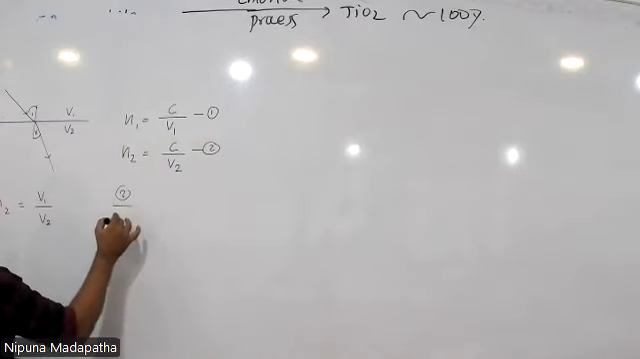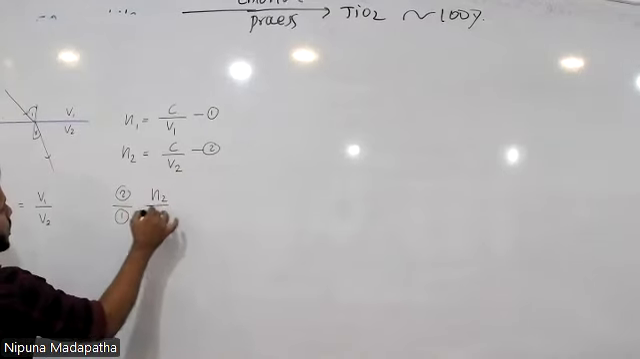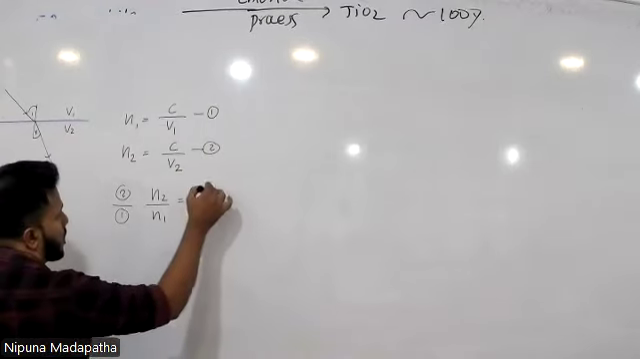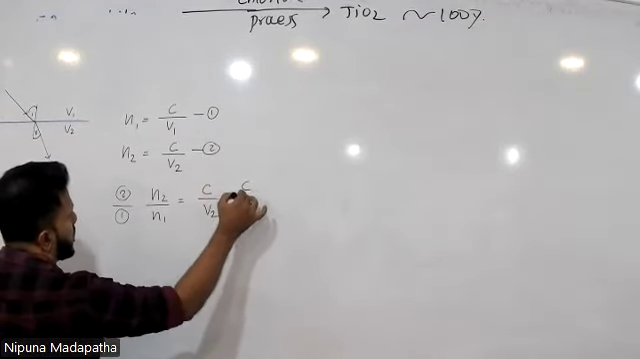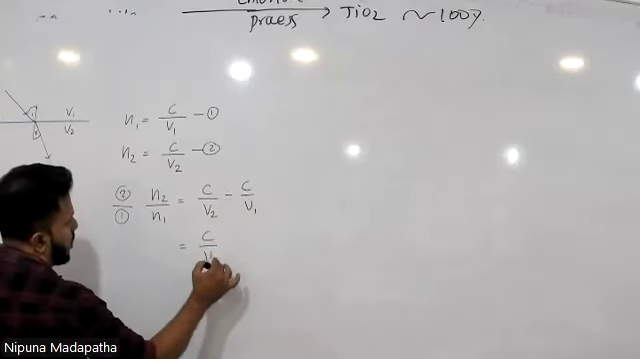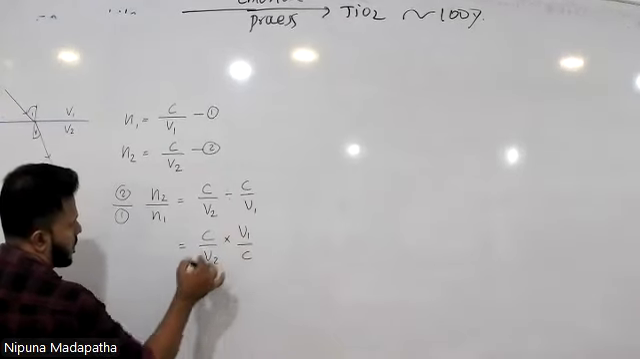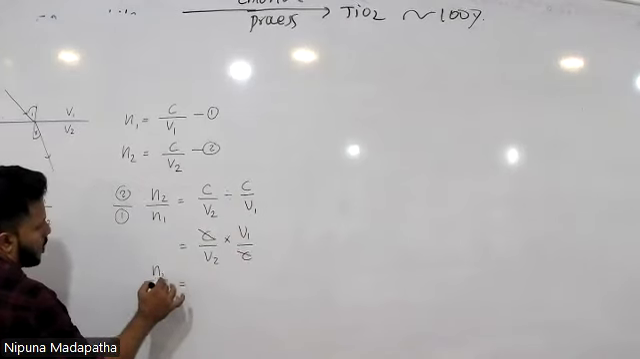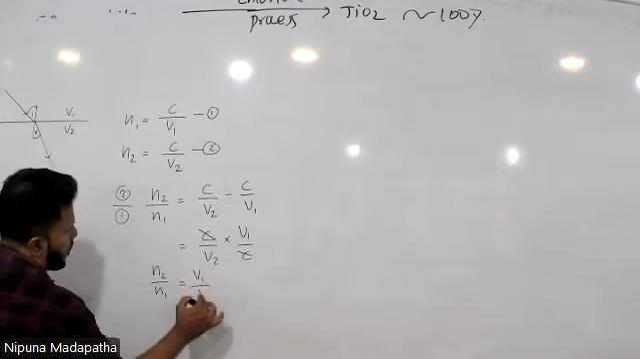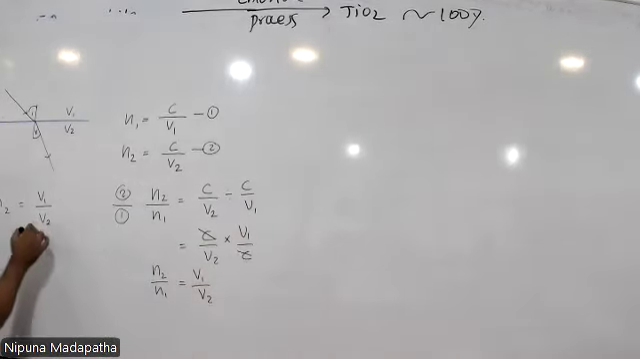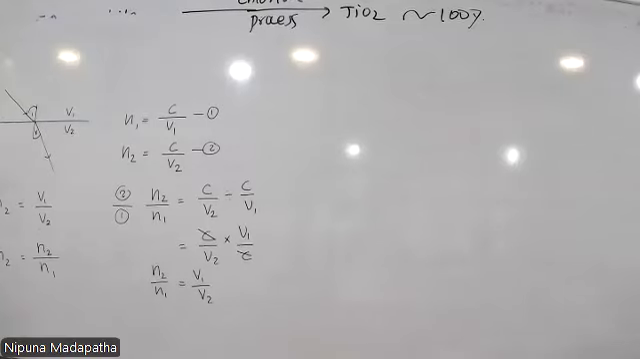So take equation 2 divided by equation 1. n2 divided by n1 is C over v2 divided by C over v1, which is C over v2 into v1 over C. So n2 divided by n1 is v1 over v2. So 1n2 equals the refractive index of the second media divided by the refractive index of the first media. The refractive index of the second media with respect to the first media is the absolute refractive index of the second media divided by the absolute refractive index of the first media.